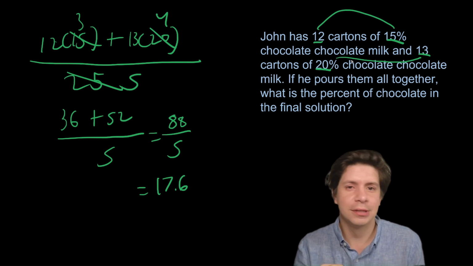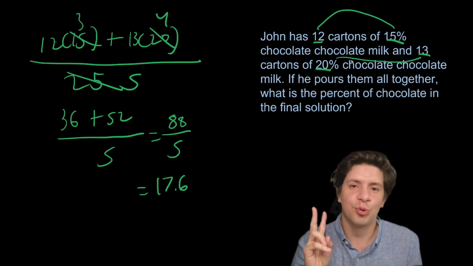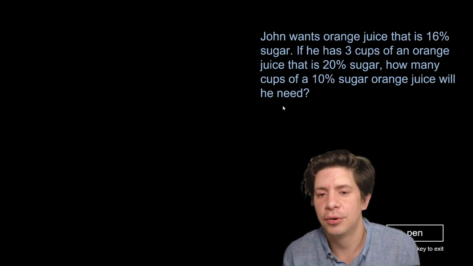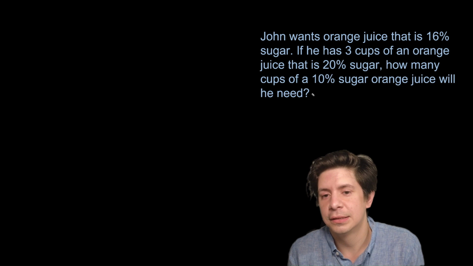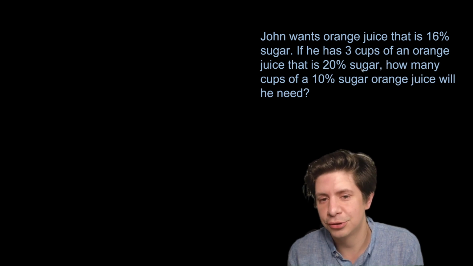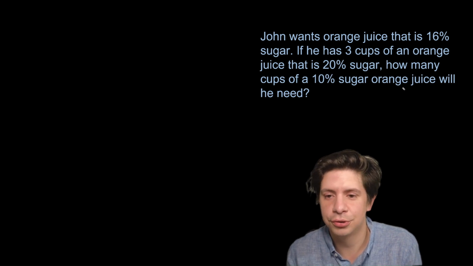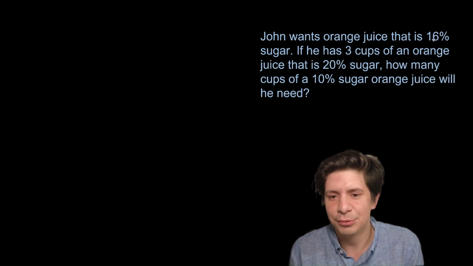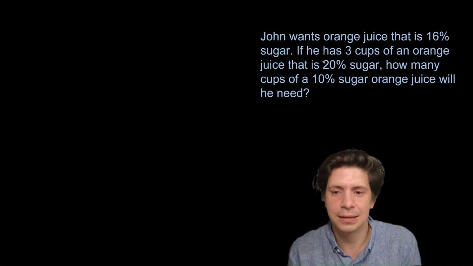So we'll try one more that's a little different. Then I'll leave you with 2 questions to try on your own to see if you've mastered it. All right, so here we have John wants orange juice that is 16% sugar. If he has 3 cups of an orange juice that is 20% sugar, how many cups of a 10% sugar orange juice will he need? So 16% will be closer to 20% than 10%. So we can know it's going to be less than 3 cups.